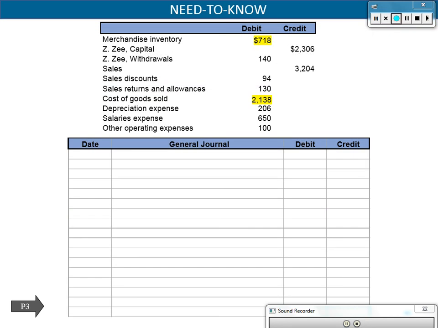So now we can do the closing entries, and let's see what you remember from chapter 4. What's the first thing you do in closing? Income summary. Close what to what? Close revenue to income summary. How much revenue did you have? 3204. So what do we debit? What do we credit? Debit sales, credit income summary.